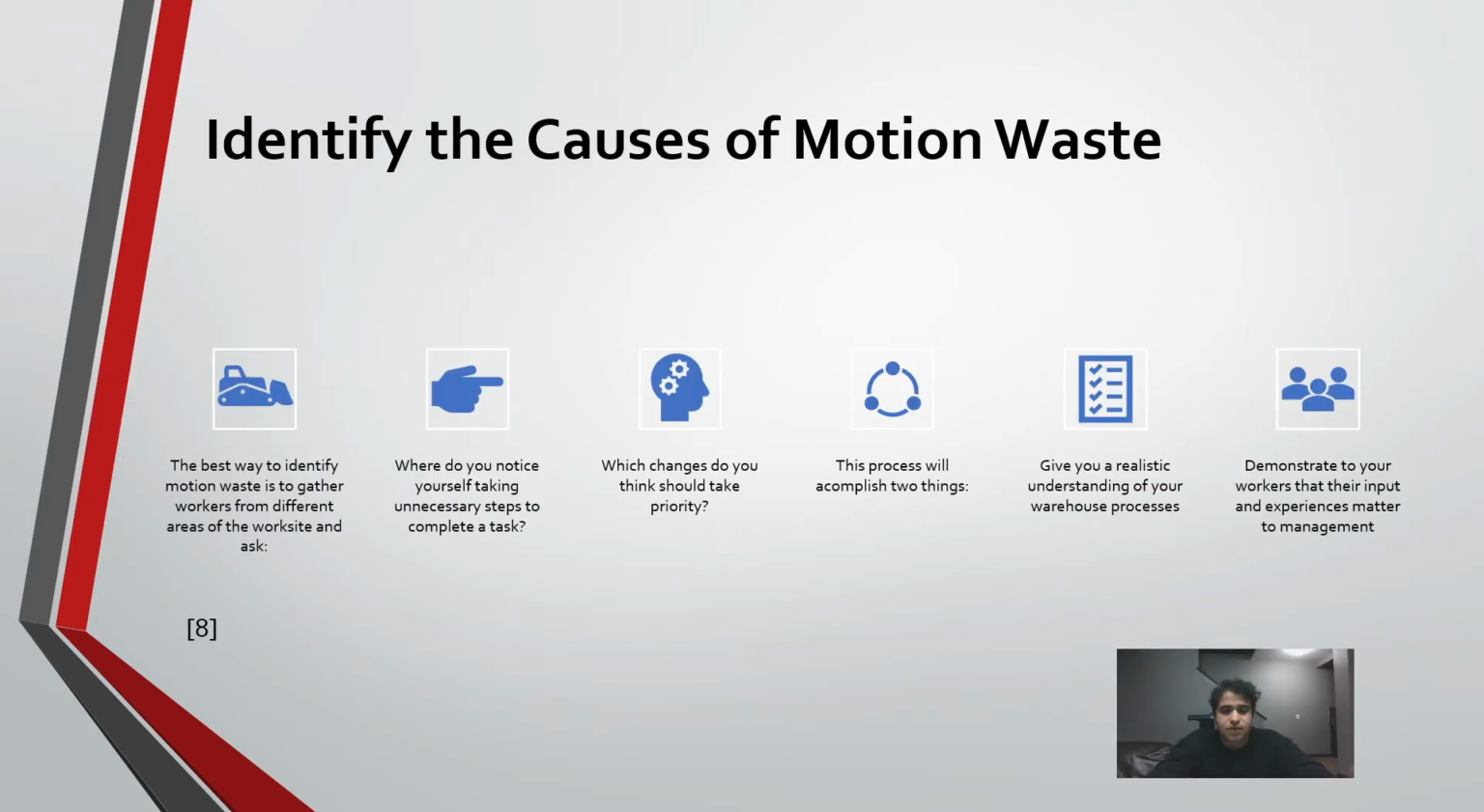All right, so next we're going to be looking over a couple ways to identify motion waste on your work site. One of the best ways to identify this is to gather different workers from different areas of your work site and just ask them if they notice themselves taking unnecessary steps to complete a task, or which changes do you think should take priority.